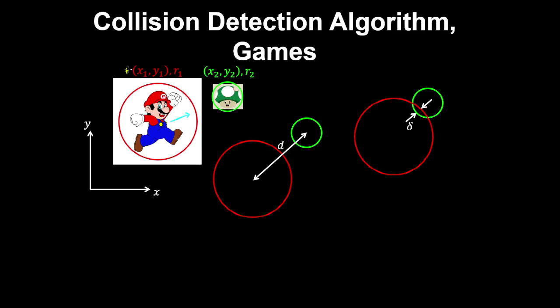So given that Mario and the mushroom each have a position x, y relative to some fixed origin, and the radii of their spheres are r1 and r2, these spheres collide when the distance between them is less than or equal to the sum of their radii.